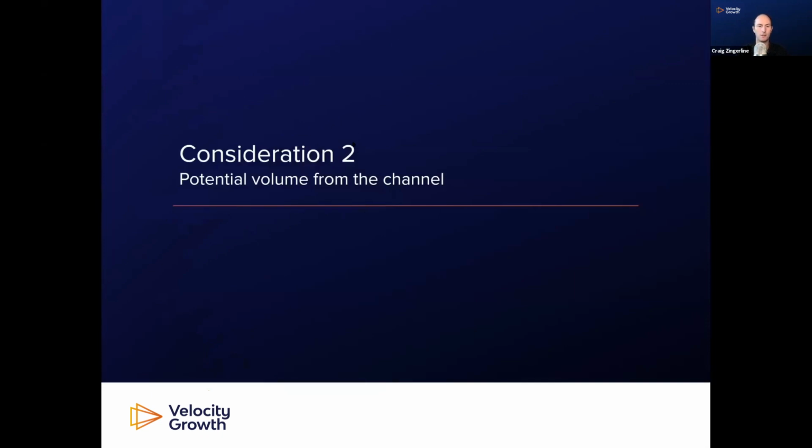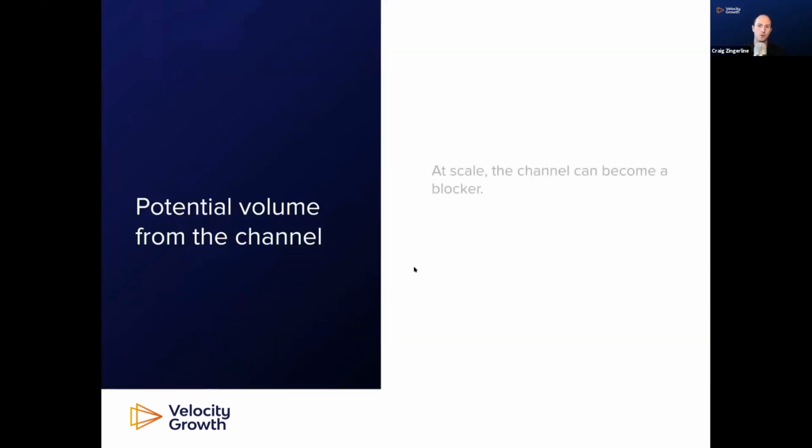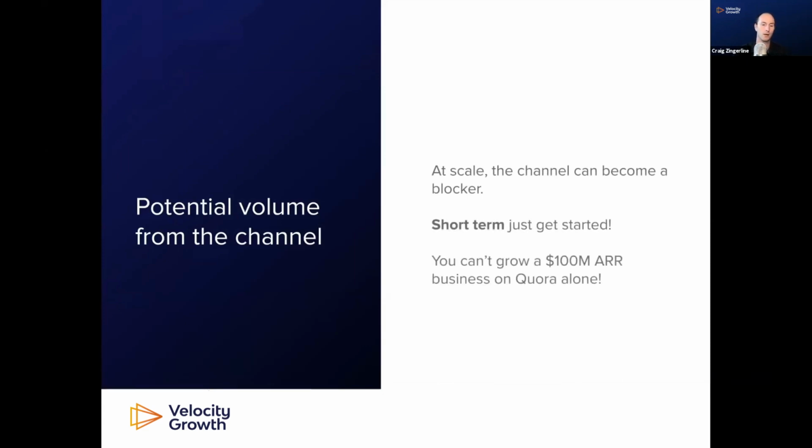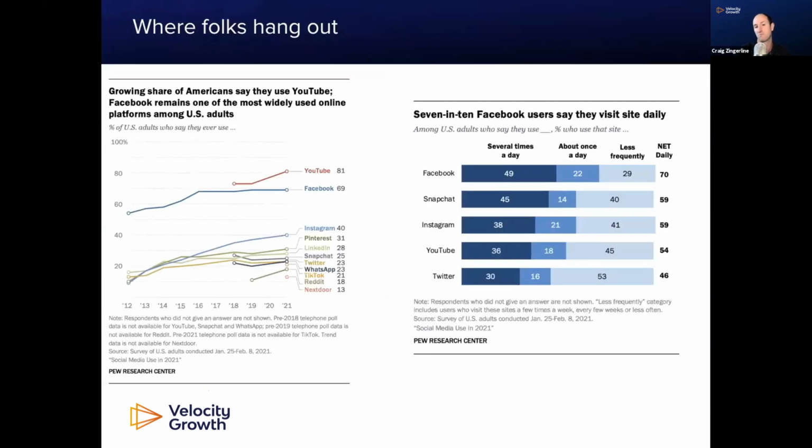And finally, consideration 2 is potential volume from the channel. So at scale, a channel can be a blocker, but short term, you really just want to get started. I use this example: you can't build a 100 million ARR business on Quora alone. It's just not going to happen. Couple things to look at and worth mentioning.